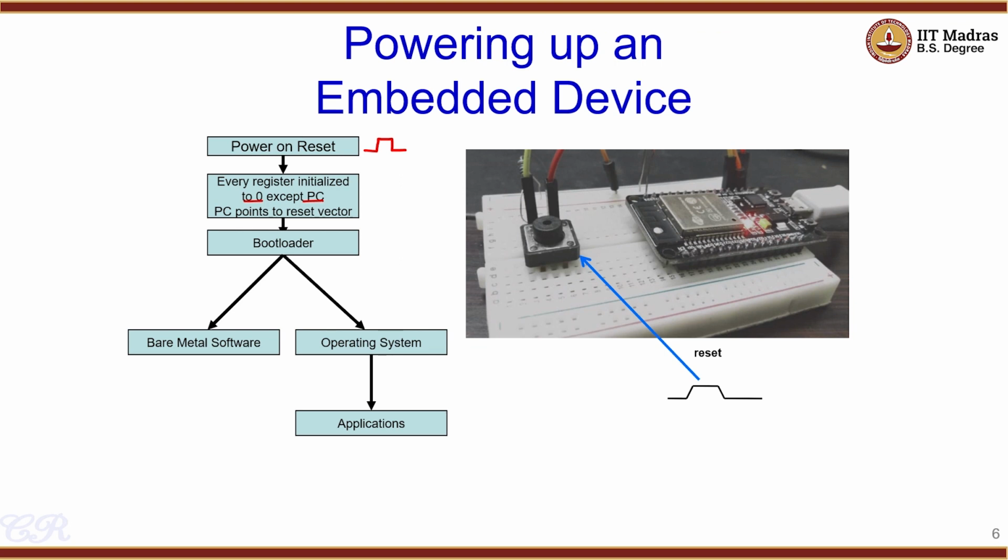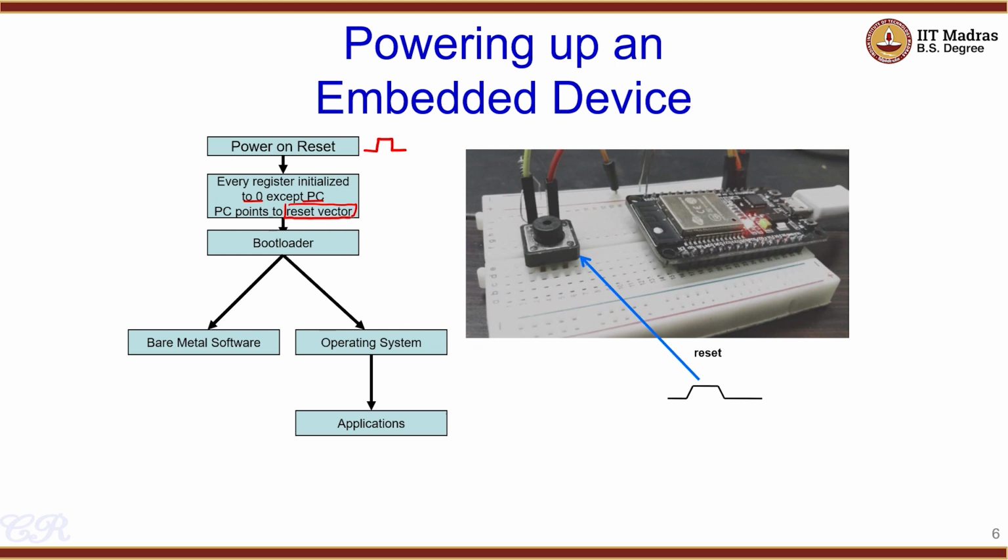Now, why is the program counter important, and what is this program counter register? The program counter register is a register which points to the next instruction that needs to be executed. All other registers are set to 0 except the program counter, which is set to a value known as the reset vector. Why is it called a reset vector? Because the first instruction that gets executed by the CPU is going to be present at this particular address known as the reset vector.